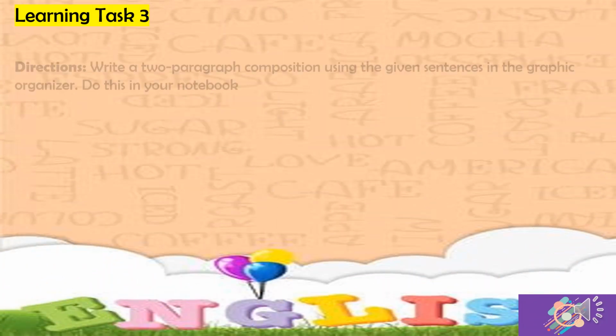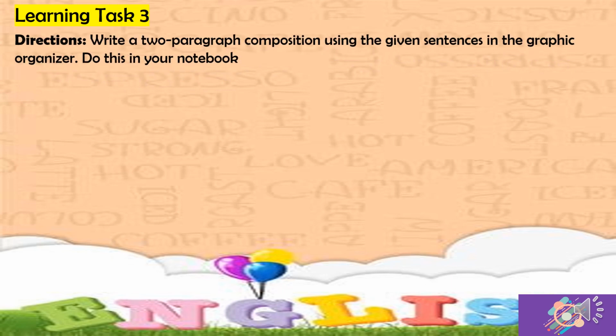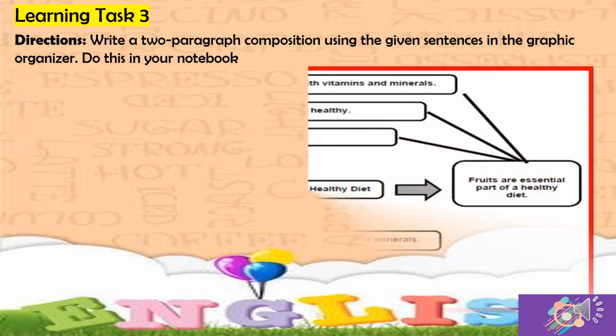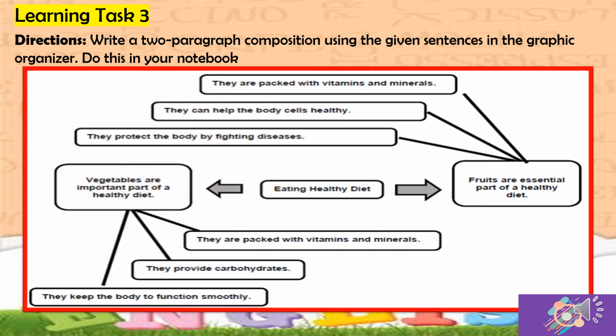And for learning task number 3, directions, write a paragraph composition using the given sentences in the graphic organizer. Do this in your notebook. So, this is a graphic organizer. So, they are packed with vitamins and minerals. They can help keep the body cells healthy. They protect the body by fighting diseases. Then we have, the vegetables are an important part of a healthy diet.